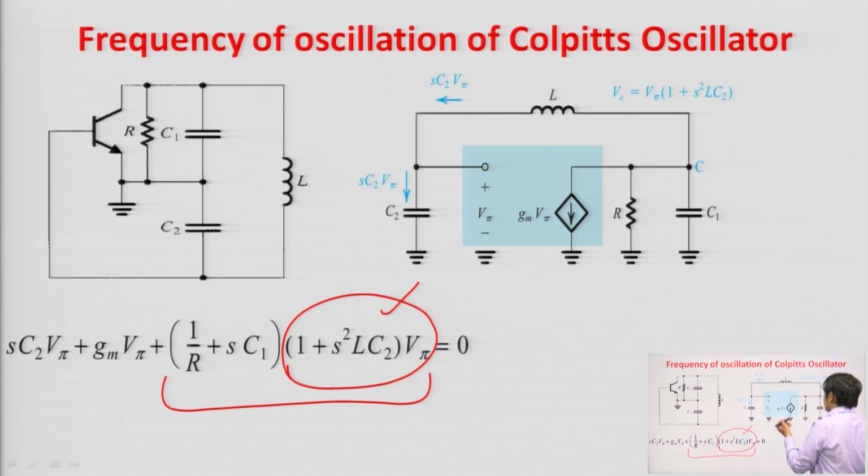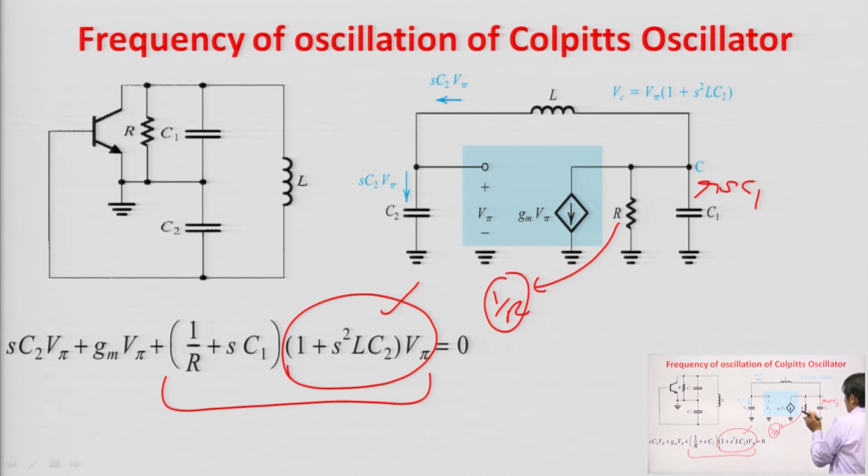In admittance, what will happen? The admittance of resistor R will be 1 by R, the admittance of C1 will be SC1. When the two admittances are in parallel, both admittances will be added, that is why it is 1 by R plus SC1. You can use the impedance approach also, there is no issue. So, this equation we are getting by applying KCL at node C.